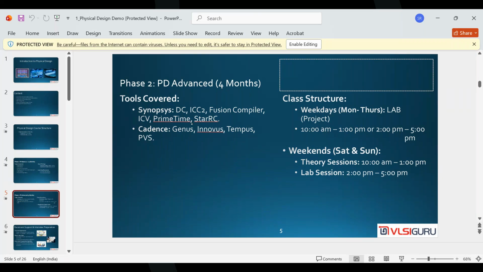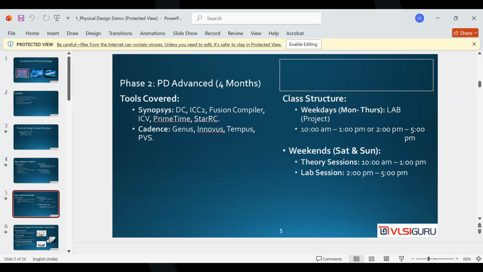So phase two will consist of 4 months. We will have the PD advanced session. In that, we will give you both theoretical sessions as well as lab sessions, right? The lab sessions will be conducted on weekdays from Monday to Thursday. We will have one dedicated live project on 28 nanometer, on 14 nanometer. And recently, we also got a project on 5 nanometer.